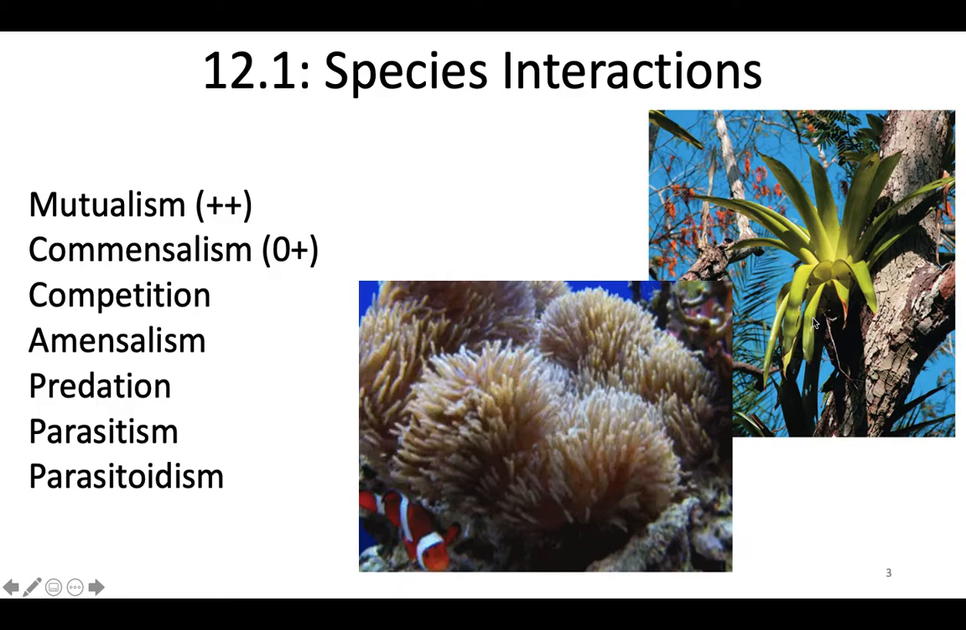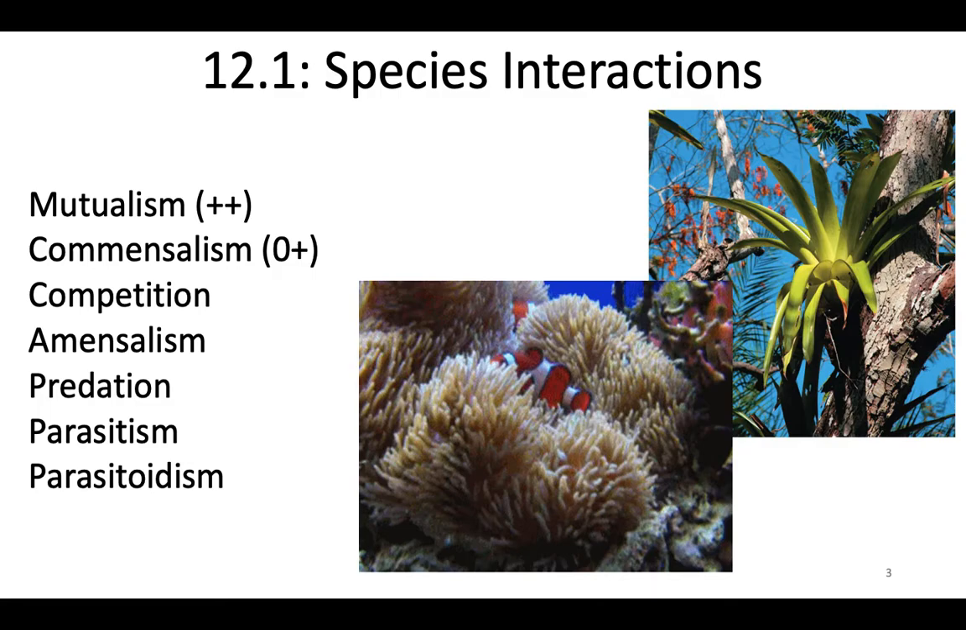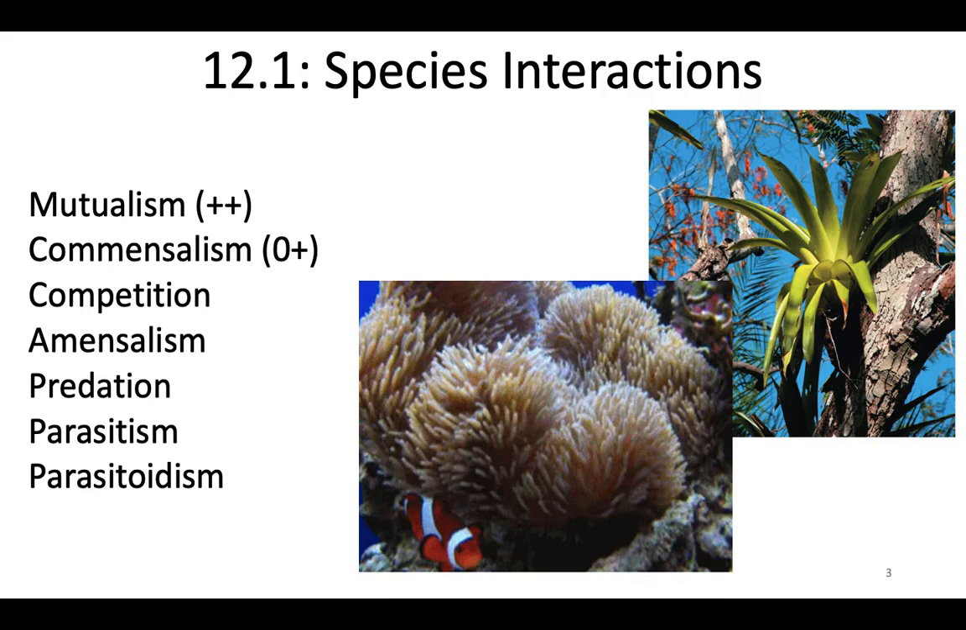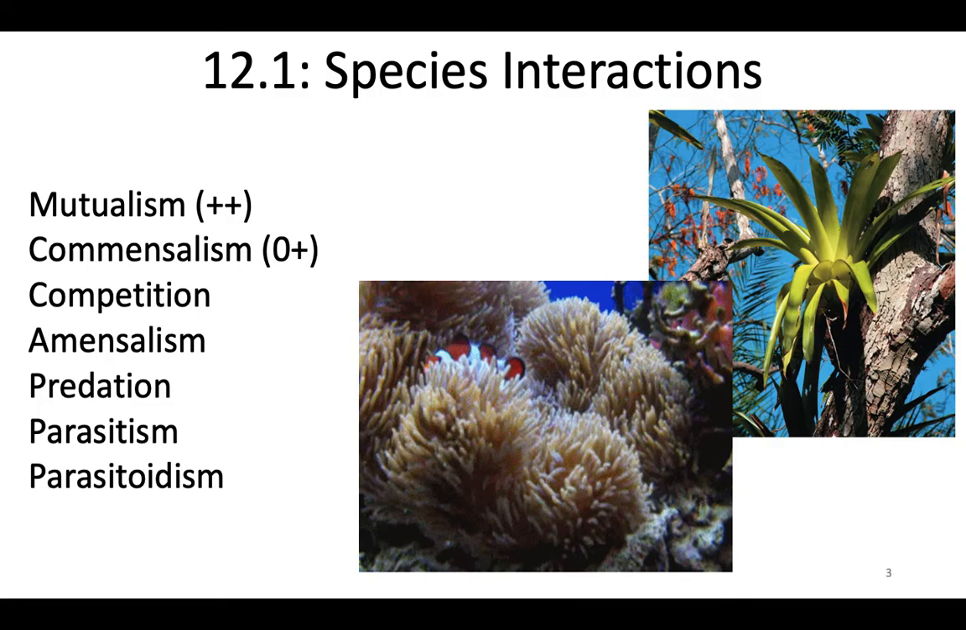Bromeliads growing on trees are a really good example of commensalism. For the most part, they just live on the tree. They don't derive any nutrients or anything from it. They don't parasitize it, so the tree doesn't really get anything. But, of course, the bromeliad gets a nice high spot with optimal growing conditions up high on the tree.